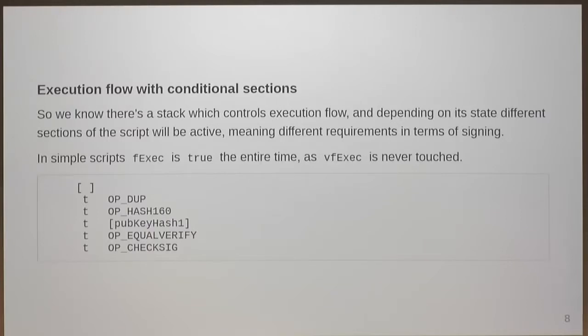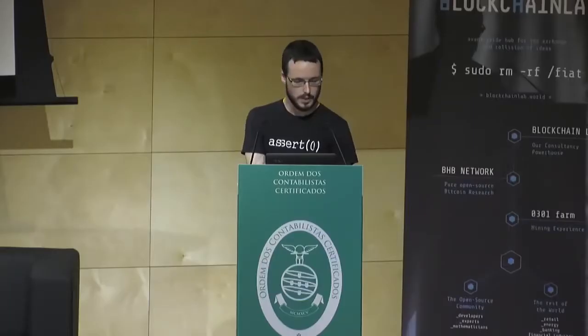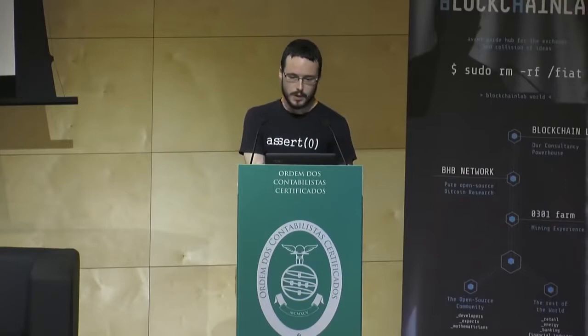Traditional scripts don't make much use of this. So fexec is always true, they're always run, and it's pretty easy to reason about what steps you have to do to sign them. In the case of public key hash, you can just consider all the opcodes as one big template, and then you produce the signatures based off whatever pub key hash indicates, some key somewhere.